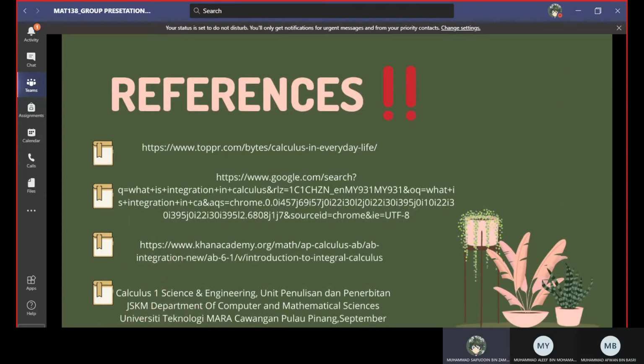Okay, as you can see, this is the reference that we use for our project in the MAT138 subject. We commonly use Google to search for info about the application of integration in our daily life. And the most important of our resources is the textbook of Calculus 1, Science and Engineering from UiTM Cawangan Pulau Pinang.